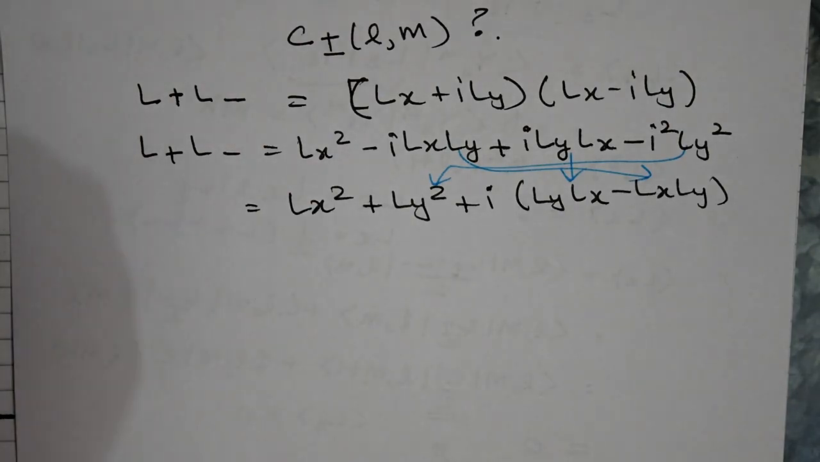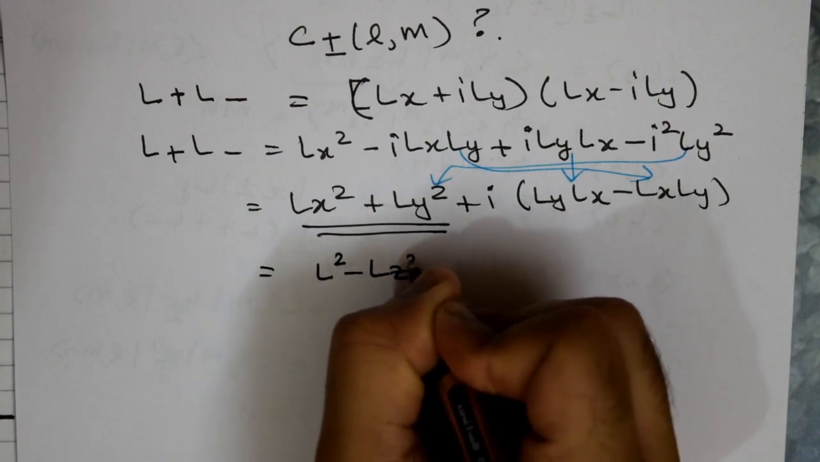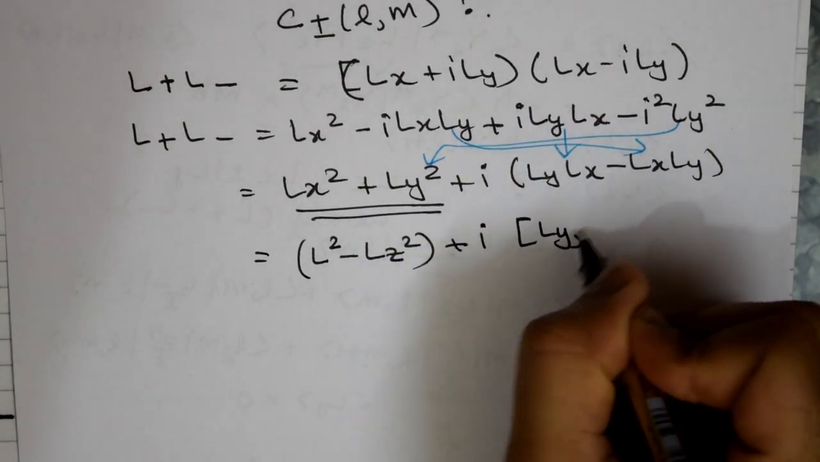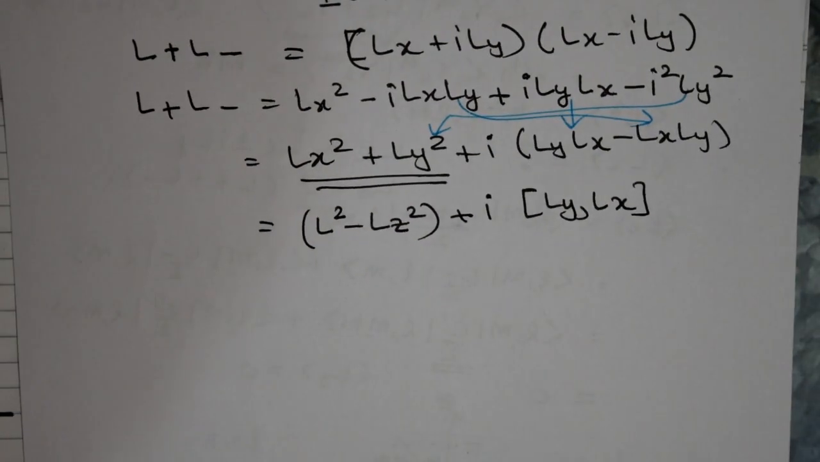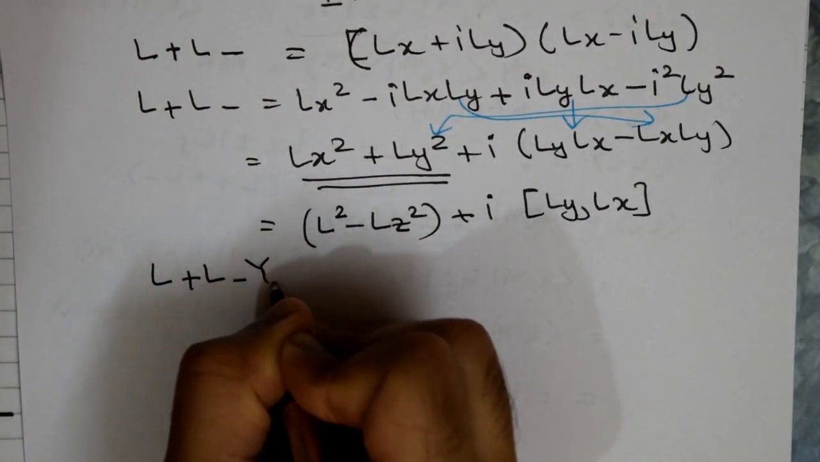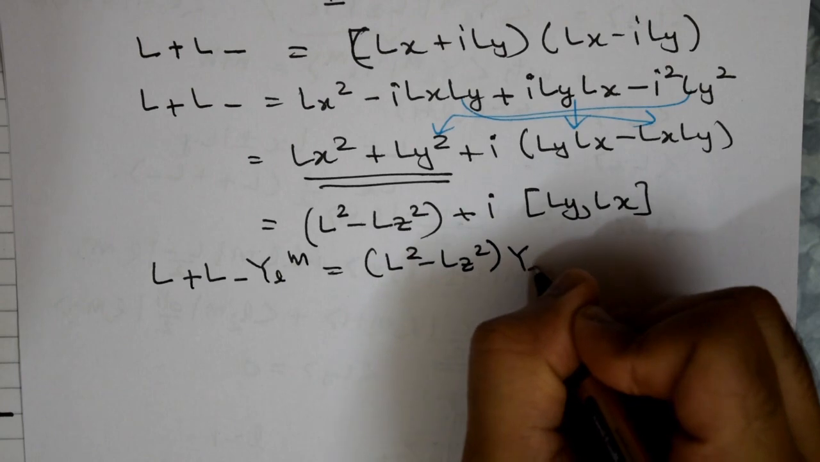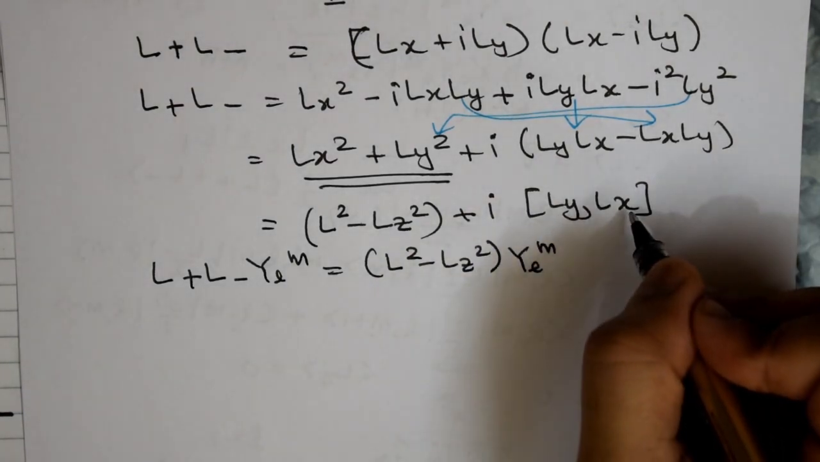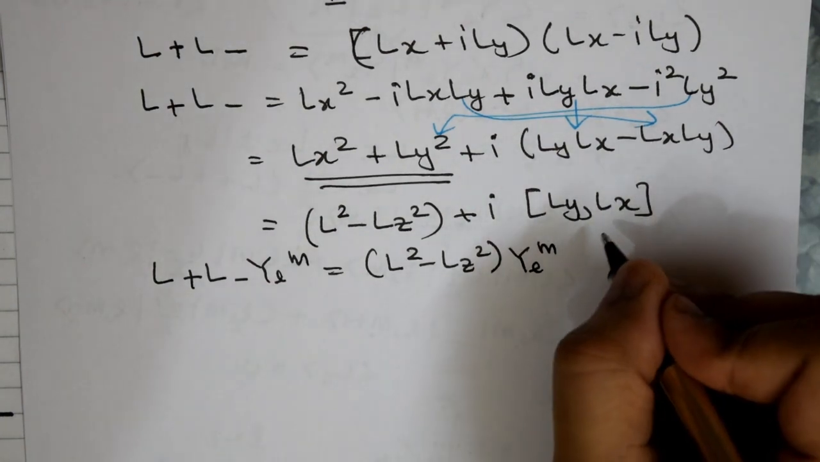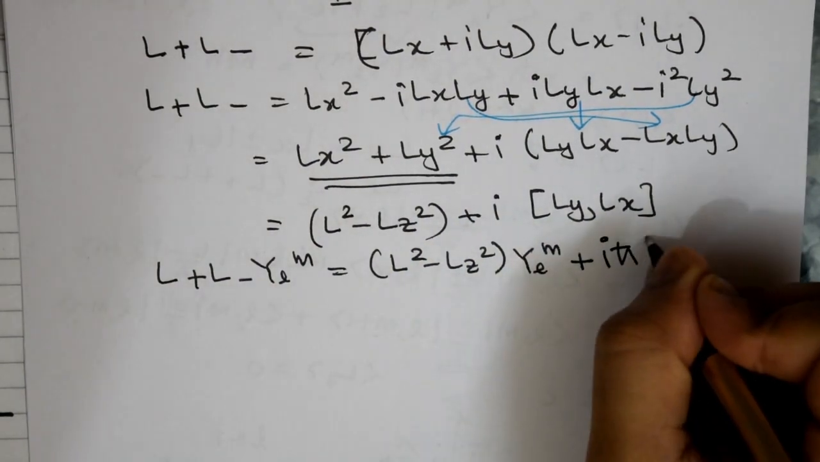Okay. And what we are able to see, this is nothing but L squared minus Lz squared. This we also saw in the last class. And this is nothing but i times the commutator of Ly comma Lx, right? And L squared minus Lz squared. So now let's say we are operating L plus minus on Ylm. This is going to be equal to L squared minus Lz squared on Ylm. And we know that the commutator Ly Lx is minus i h cross Lz, right? Minus i squared will be plus 1. So plus i h cross Lz on Ylm.